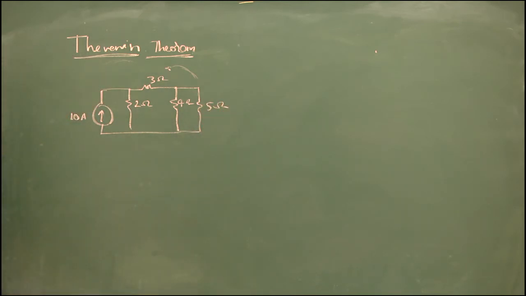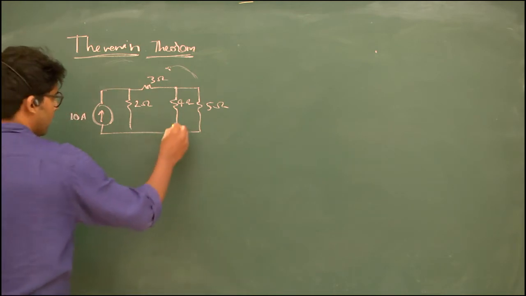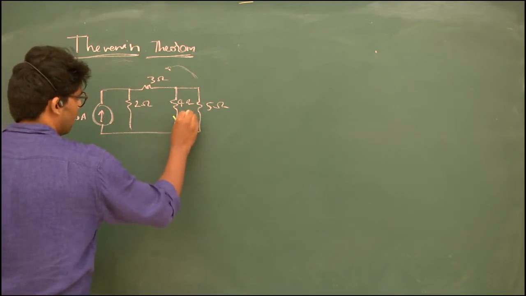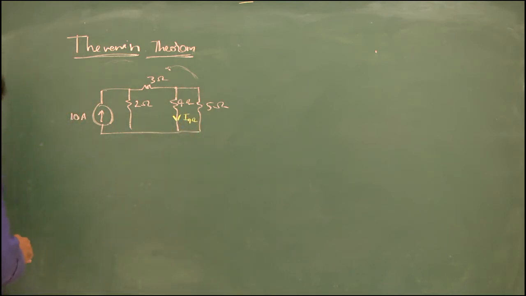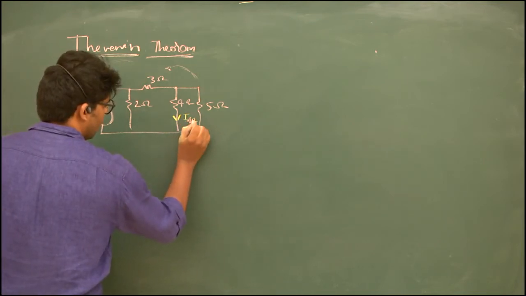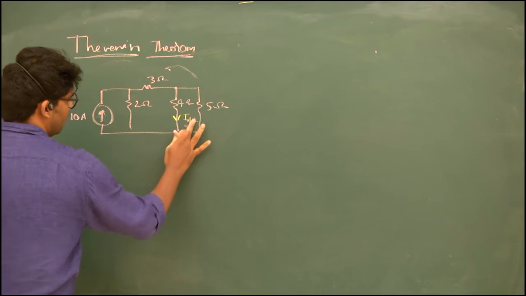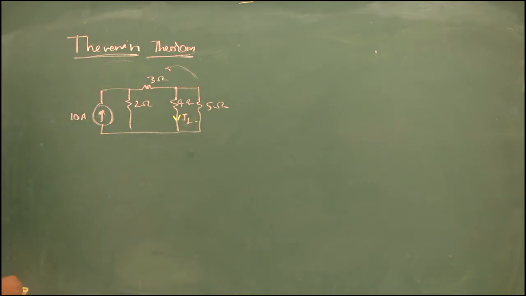Now my requirement is the current through the 4 ohm, by using Thevenin theorem. Instead of a current source, I am taking voltage. Okay, not a problem. I need the current through the 4 ohm, so in place of the 4 ohm I will take IL. Here the load element is the 4 ohm.